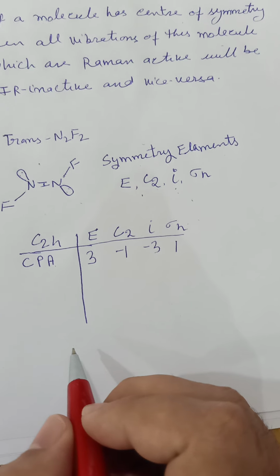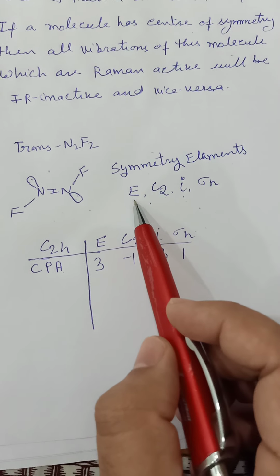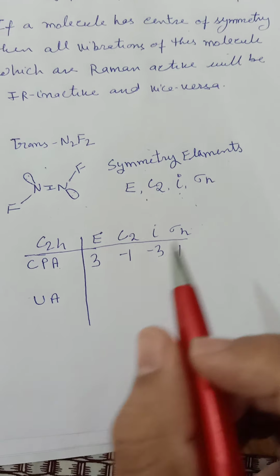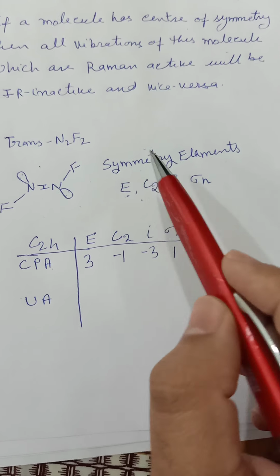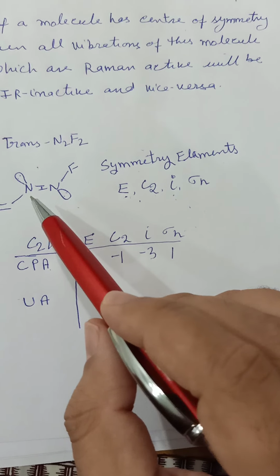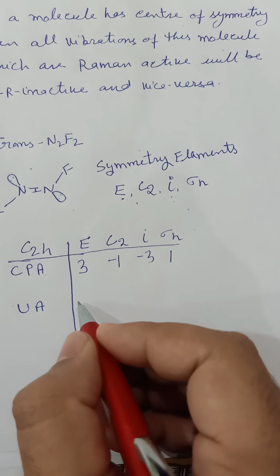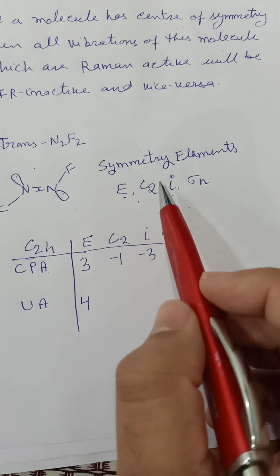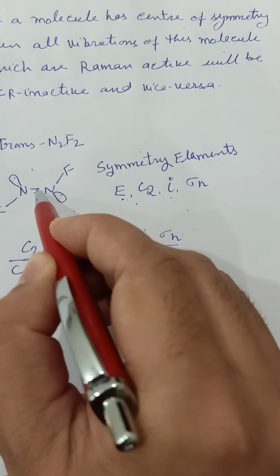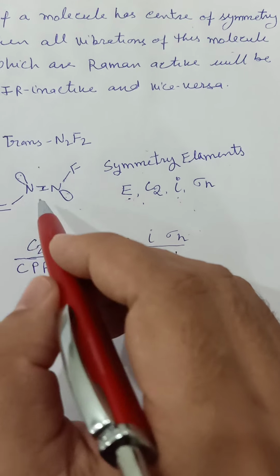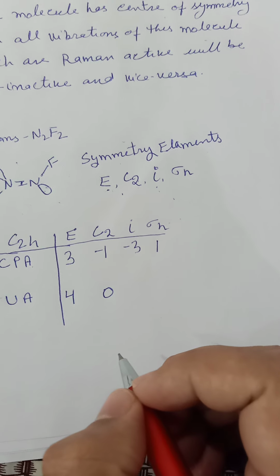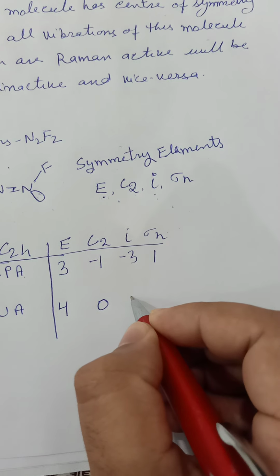After that, we need to find out the number of unshifted atoms when these symmetry elements are performed on this molecule. Now, if I perform E on this molecule, E means doing nothing with the molecule, or 360 degree rotation. When E is performed, all 4 atoms remain in their actual position. There is no shifting of any atom in this molecule. So for E, the number of unshifted atoms is 4. For C2, if you pass the axis through here and rotate about it by 180 degrees, all atoms will be exchanged and there will be 0 unshifted atoms. I is the inversion through the center. In this case also, the number of unshifted atoms will be 0.